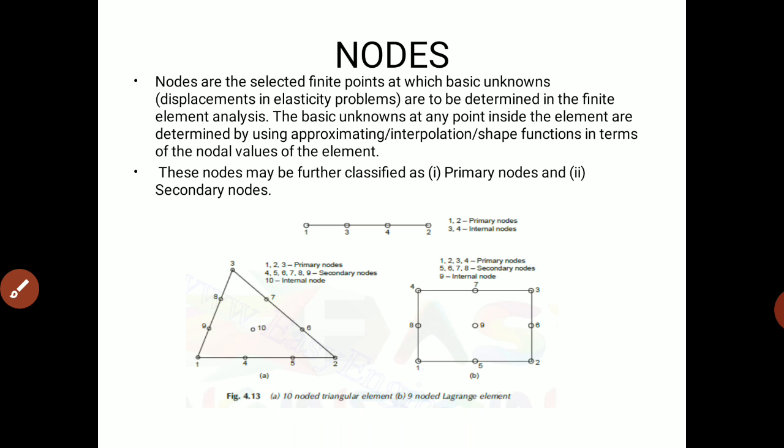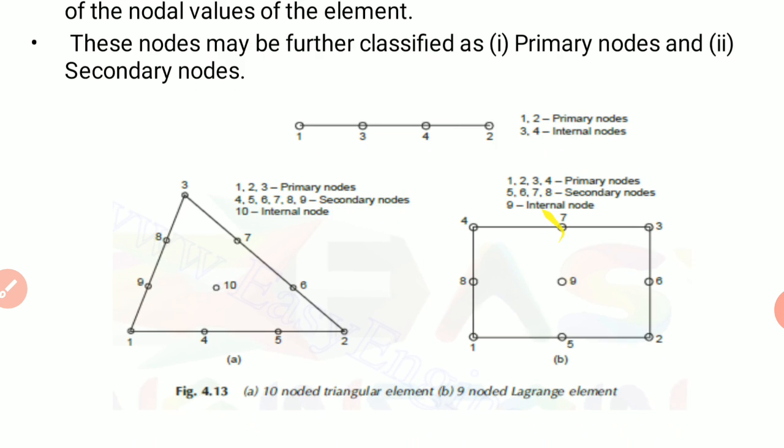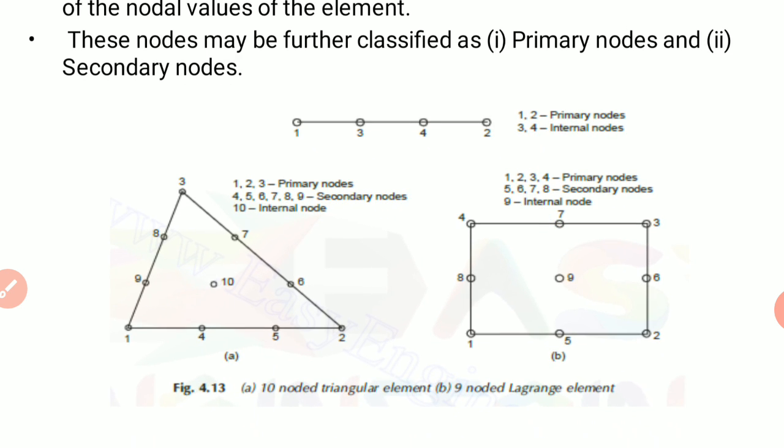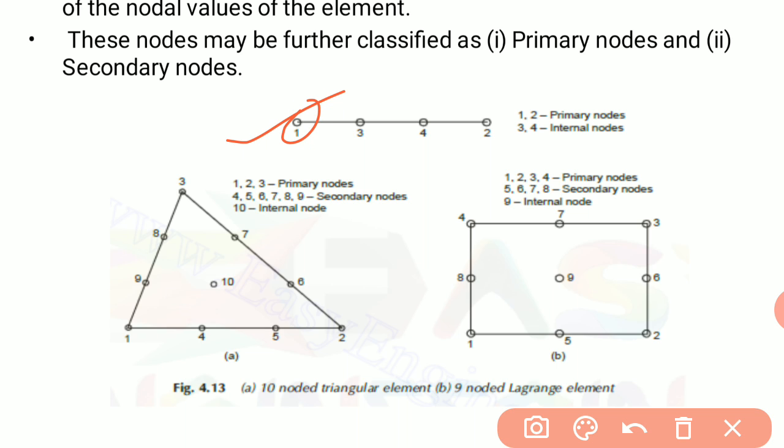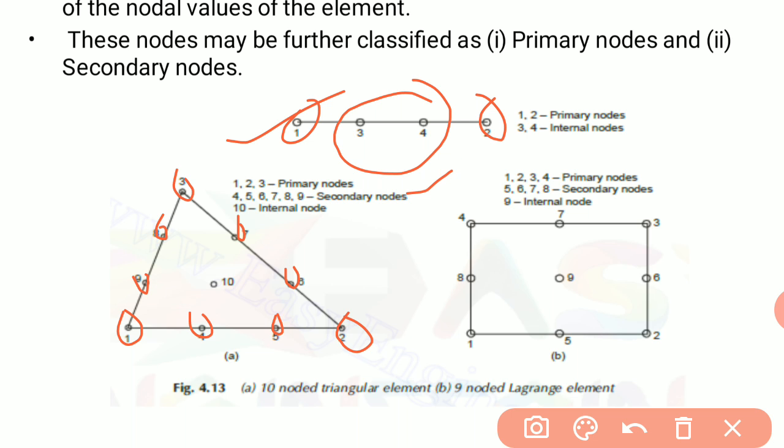As we have seen, nodes are primary or secondary. See this first diagram: 1 and 2 are primary nodes, and 3 and 4 are internal nodes. Similarly, 1, 2 and 3 are known as primary nodes, 4, 5, 6, 7, 8 and 9 are known as secondary nodes, and 10 is known as an internal node, likewise. So nodes are primary, secondary and internal nodes.